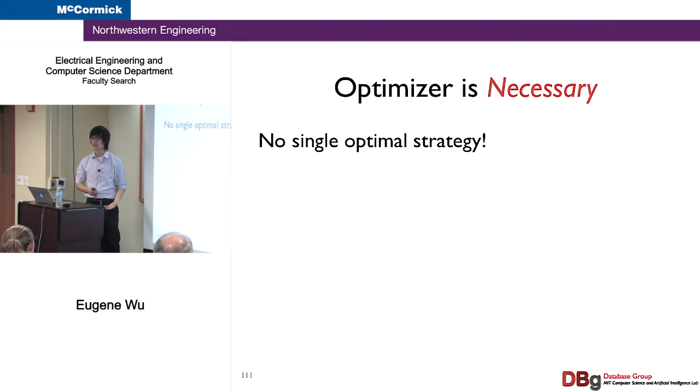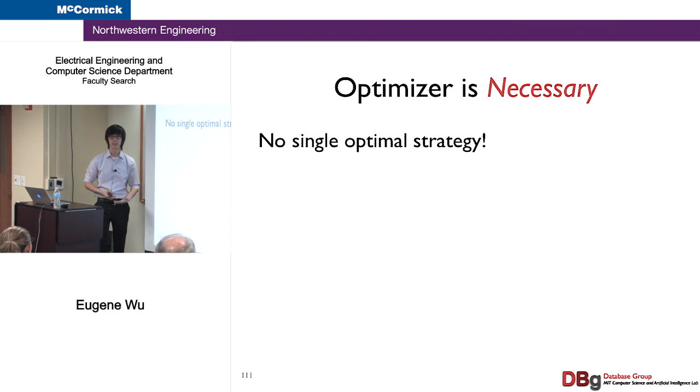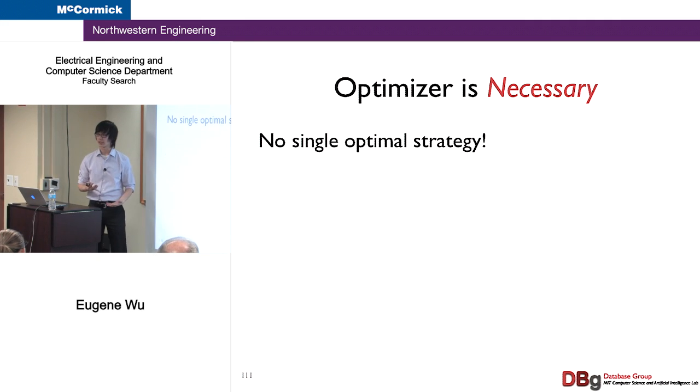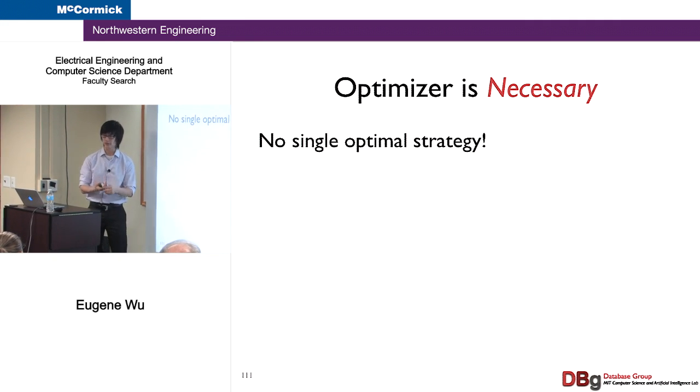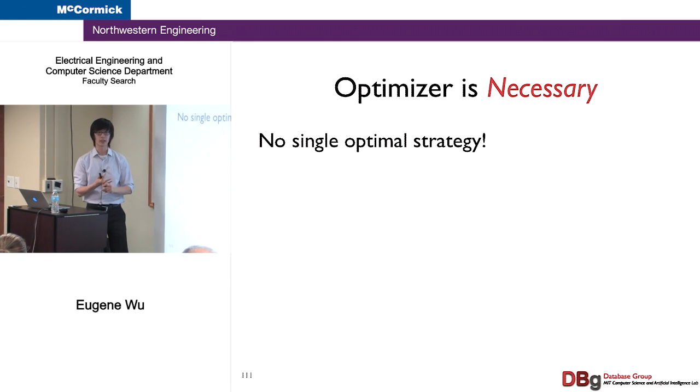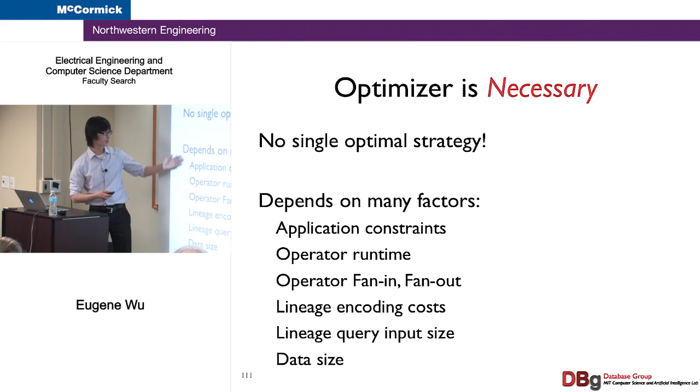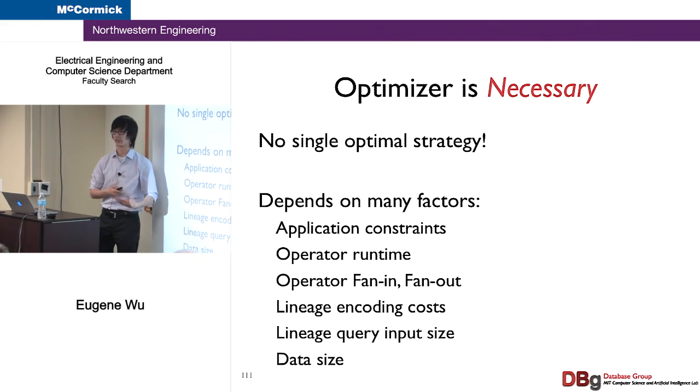Because as we've seen earlier, the difference between a poor strategy and a good one can be hundreds or thousands of times different in terms of all three of the metrics we care about, right? The storage cost, the runtime slowdown, and query performance. And so we need such an optimizer because the optimal strategy depends on a huge number of different factors.